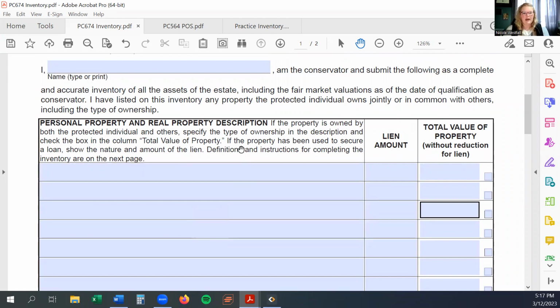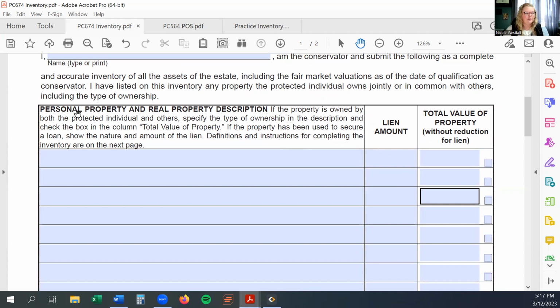So say, for example, if you have a bank account and you get a statement and it ends on January 31st, well, then you're going to have to go through and do some math and determine what the value was on January 25th. Sometimes bank statements will have these listed as a running balance, and sometimes they don't. So you have to actually go through and subtract and make sure that you have the accurate amount. So over here we have personal property and real property description. If the property is owned by both a protected individual and others, you specify the type of ownership in the description and check the box in the column, total value of property.